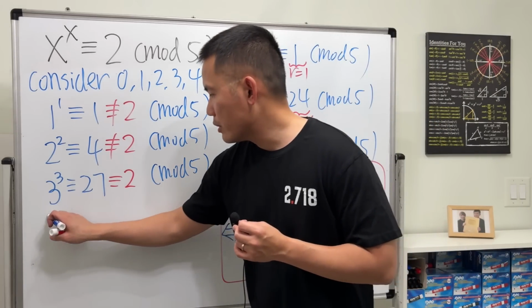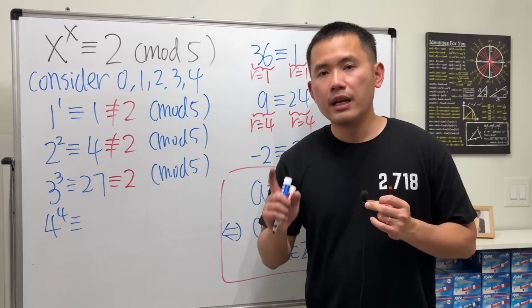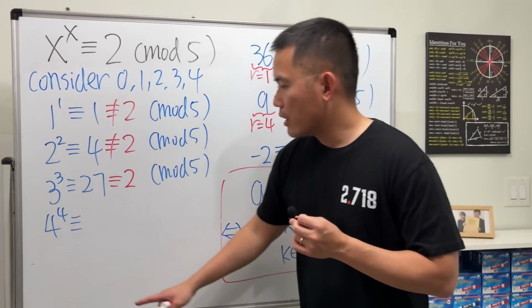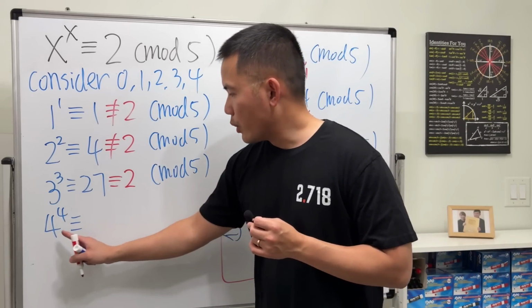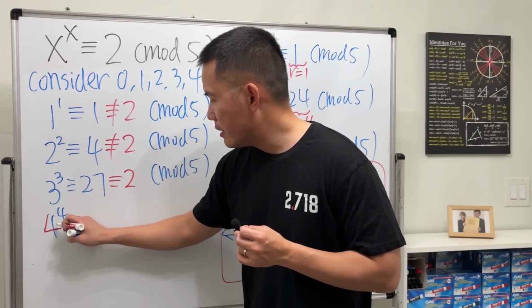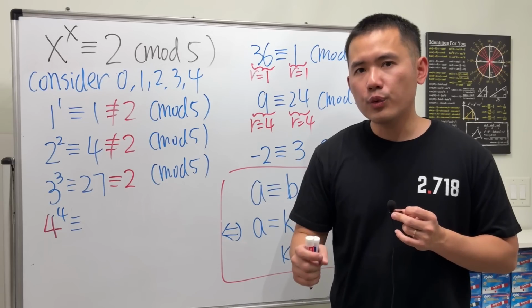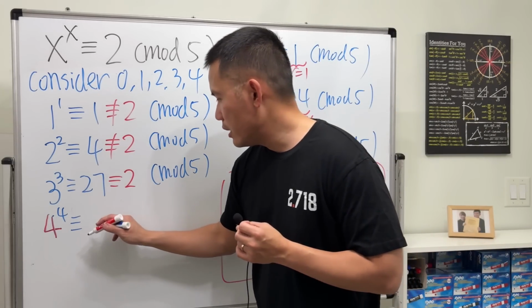And then let's keep going. 4 to the 4th power. Now, this is a slightly bigger number. Here, this is what we can do. In the mod 5 world, when we have an exponential case, we can go ahead and look at the base and mod that first. 4 is congruent to -1 in the mod 5 world.